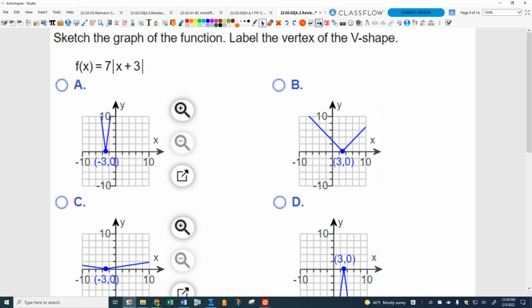How about this guy? We just want to graph this thing. So what's the shape of our graph going to be? What's the basic shape? V shape, because it's absolute value. So we need to just know what are the values of A, H, and K, and that's everything we need to get our graph. So A is what? 7.